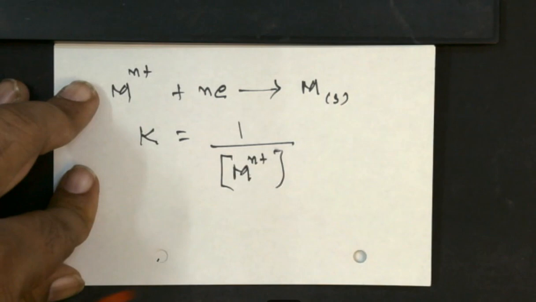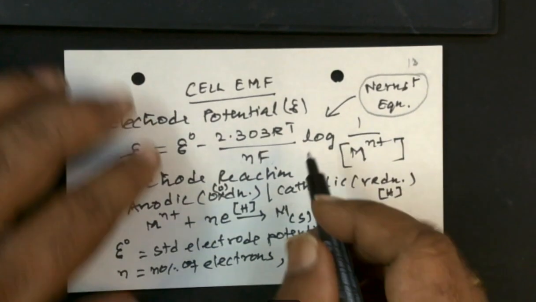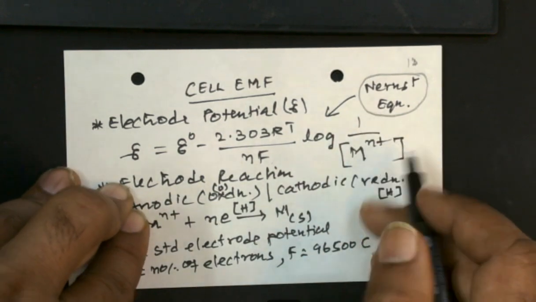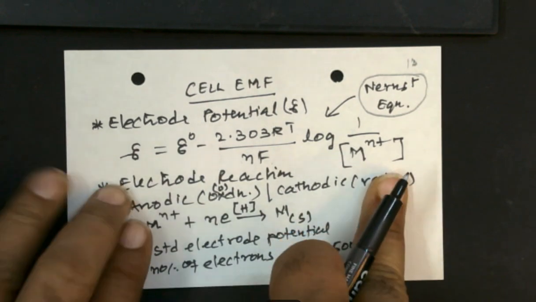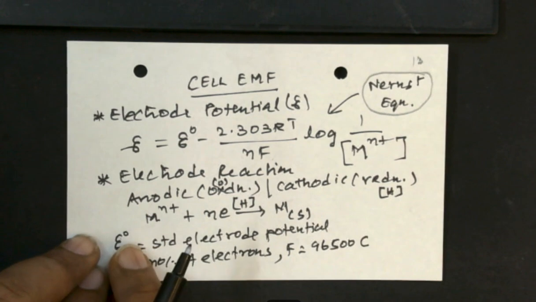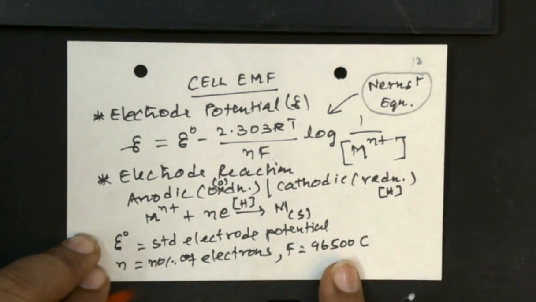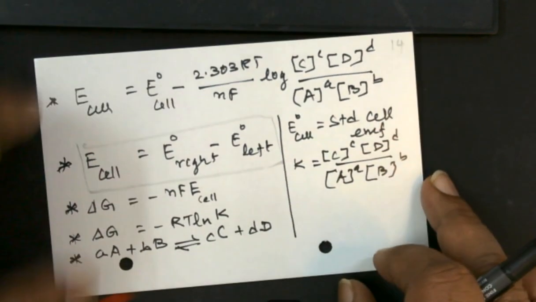Are you able to follow? So in place of K, that is, instead of log K, we can introduce 1 by [M^n+]. I hope now you are able to understand how we get this value. Then the standard electrode potential is represented as E naught, n is the number of electrons, as I already mentioned, and F is nothing but 96,500 coulombs.